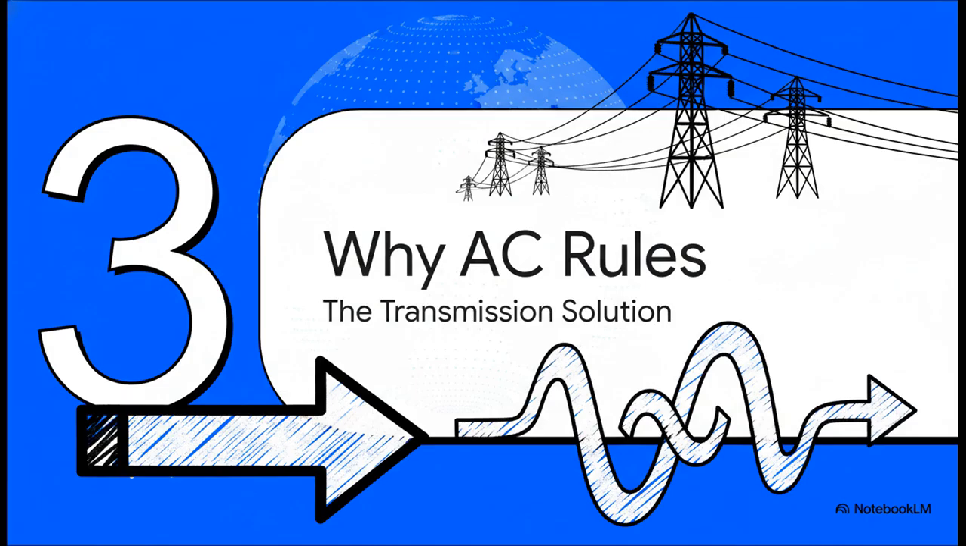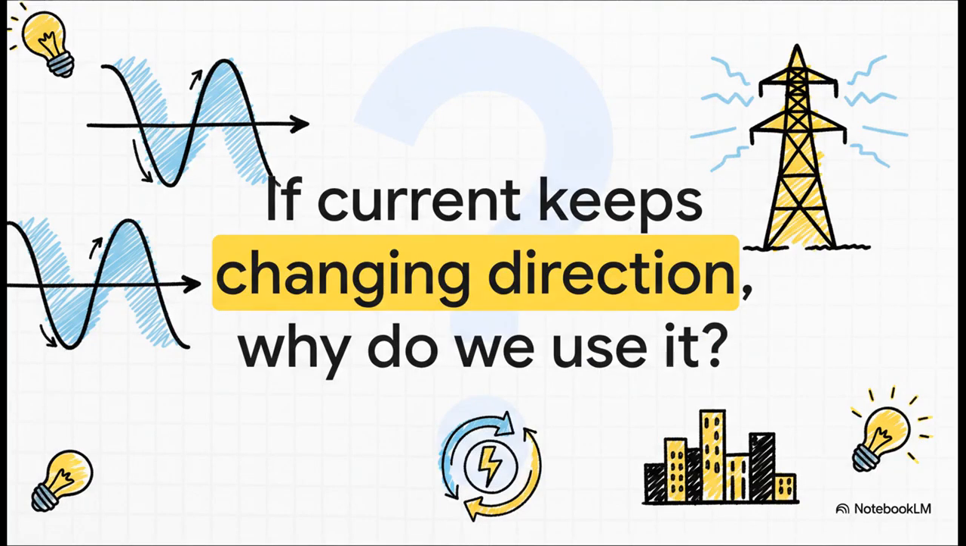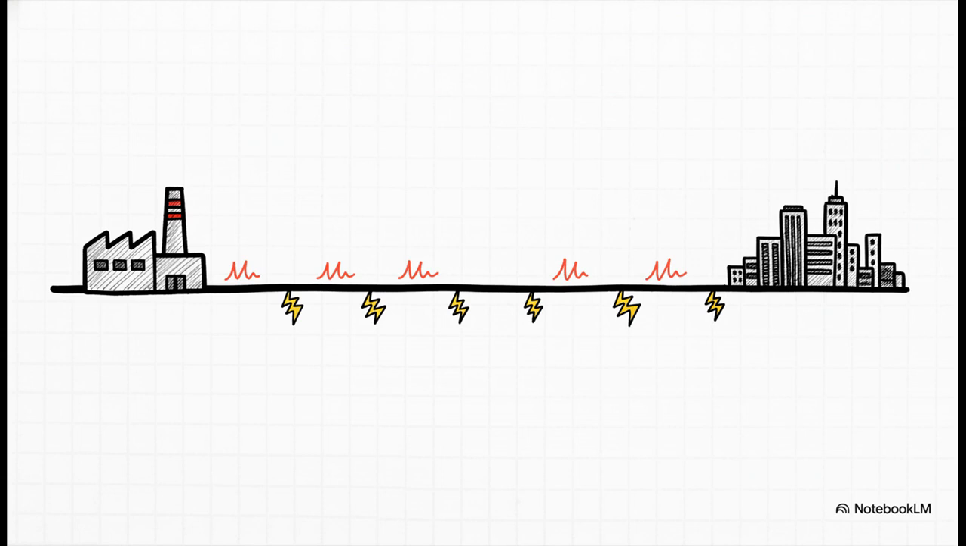So this brings up a huge question. If DC is just a simple, straight line of power, why on earth did we build our entire civilization on this more complicated back and forth system? It sounds kind of inefficient, doesn't it? All that changing direction. You'd think a straight shot would be way better. Well, it turns out there's an absolutely genius reason why we do it this way. And the answer is actually really simple. We waste way less energy.